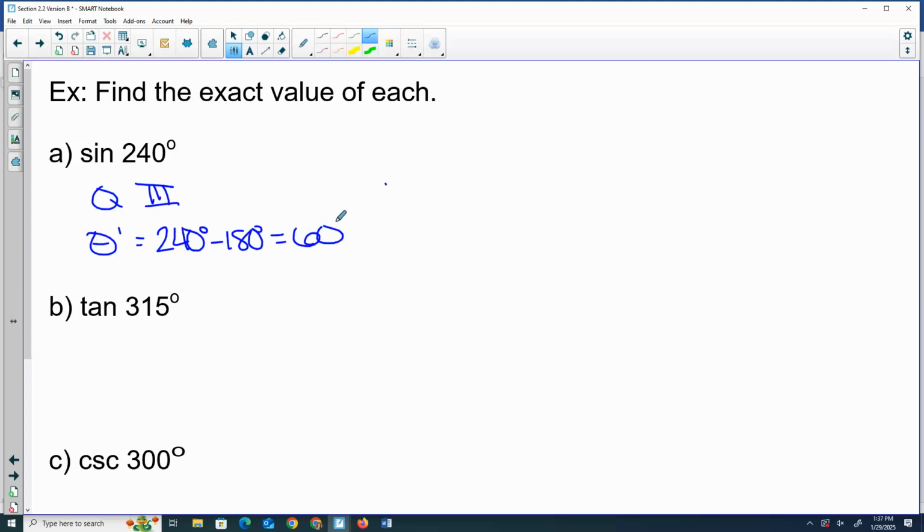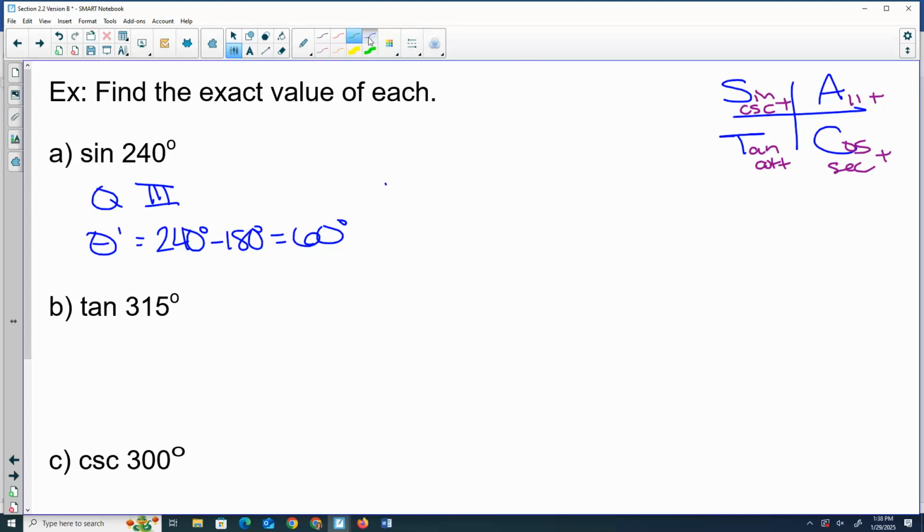We get 60. So now to evaluate it. Remember, all students take calculus. This tells us when things are positive. In quadrant 1, they're all positive. In quadrant 2, sine and its reciprocal cosecant are positive. Quadrant 3, tangent and its reciprocal cotangent are positive. Quadrant 4 is cosine and its reciprocal secant.